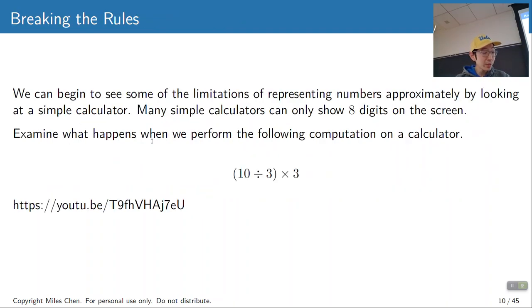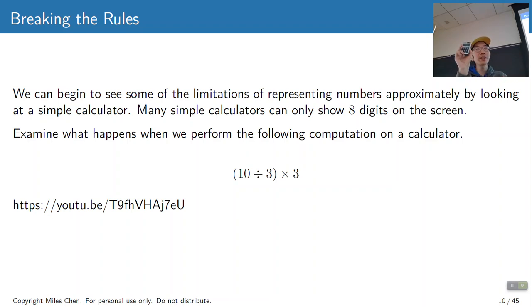Okay, so let's think about this very simple arithmetic operation. 10 divided by 3 times 3. Okay? What is that equal to? It's not a trick question. It's equal to 10, right? We do 10 divided by 3, we multiply it by 3, we get 10. That's how real numbers work.